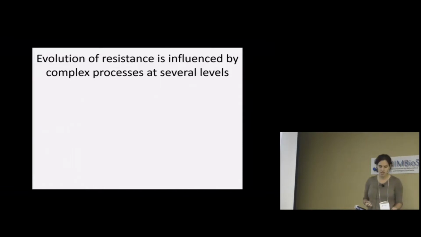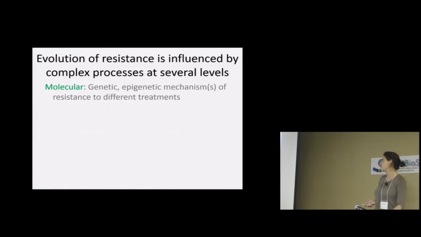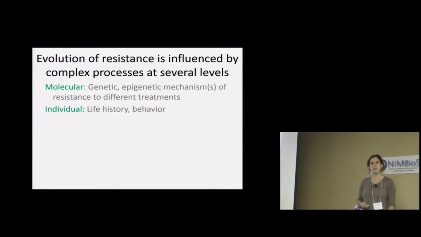So to really understand this process, we need to know information at several different levels. For example, at the molecular level, what is the mechanism of resistance? Is it genetic? Is it epigenetic? How many genes are involved? At the individual level, we need to understand the life history and behavior of this organism.